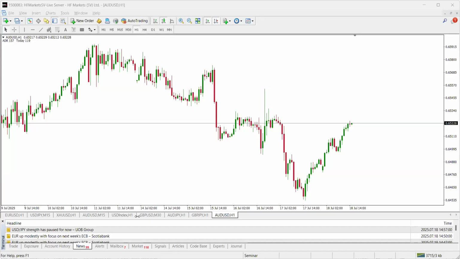Emmanuel says, I'm just joining. I want to know if Fibonacci is time frame sensitive. Yes, we discussed that already. Yes, it is time frame sensitive as well.